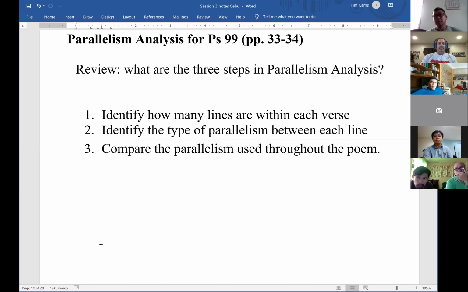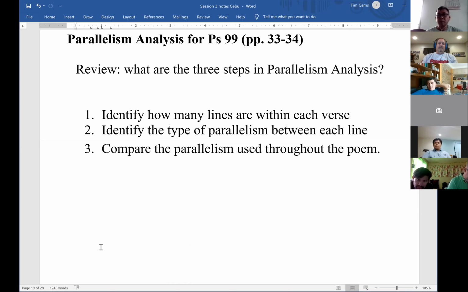And then we do the parallelism of each of those lines within each verse. And then finally, step back and look at the type of parallelism used throughout the poem, just to see if there are any patterns. Sometimes you'll have a poem that has all of one type of parallelism, but then one verse is different. Like you may have a poem where all of it's developmental, but one verse is synonymous.